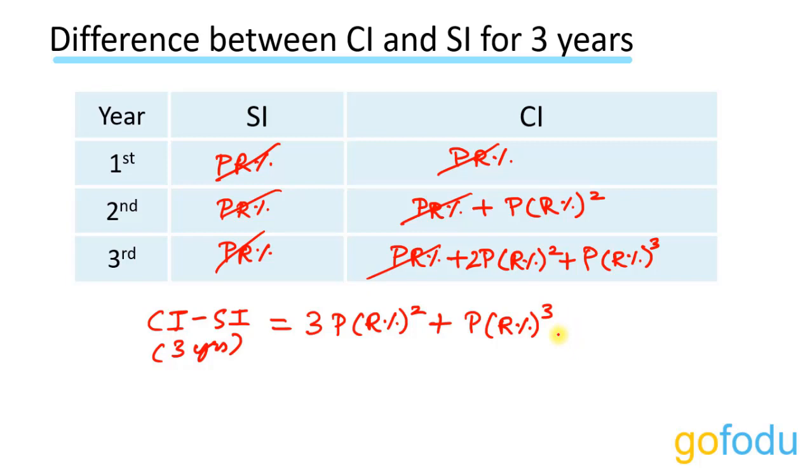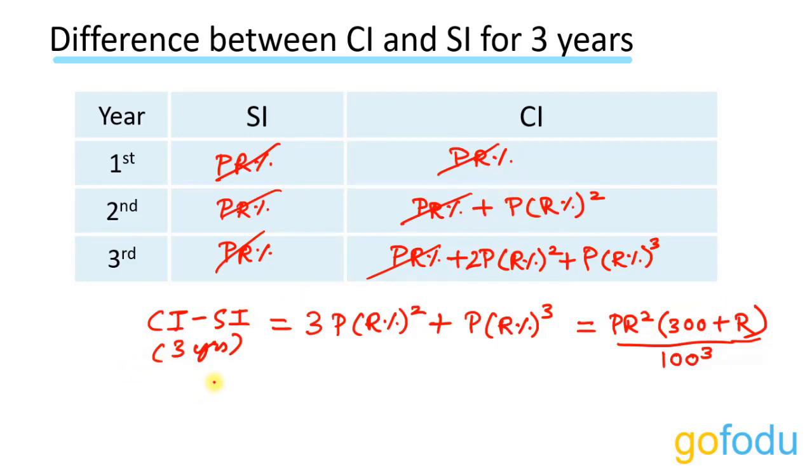R percent is what? R upon 100. If we put R percent as R upon 100 and take PR percent whole square common outside the bracket, this will be equal to PR square upon 100 square times 300 plus R upon 100 whole cube. Okay, so you can remember this as a direct formula. Even if you don't remember it, you can easily calculate it this way.